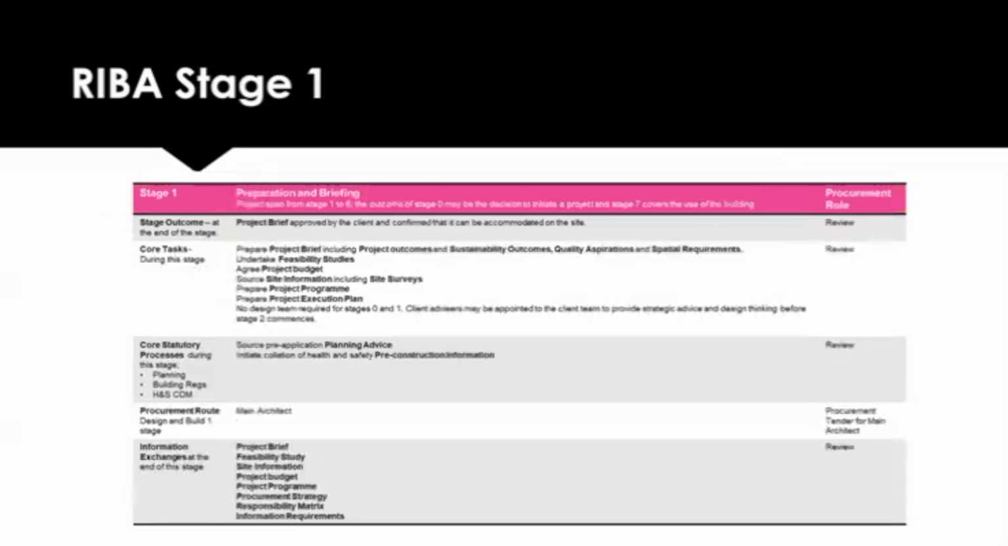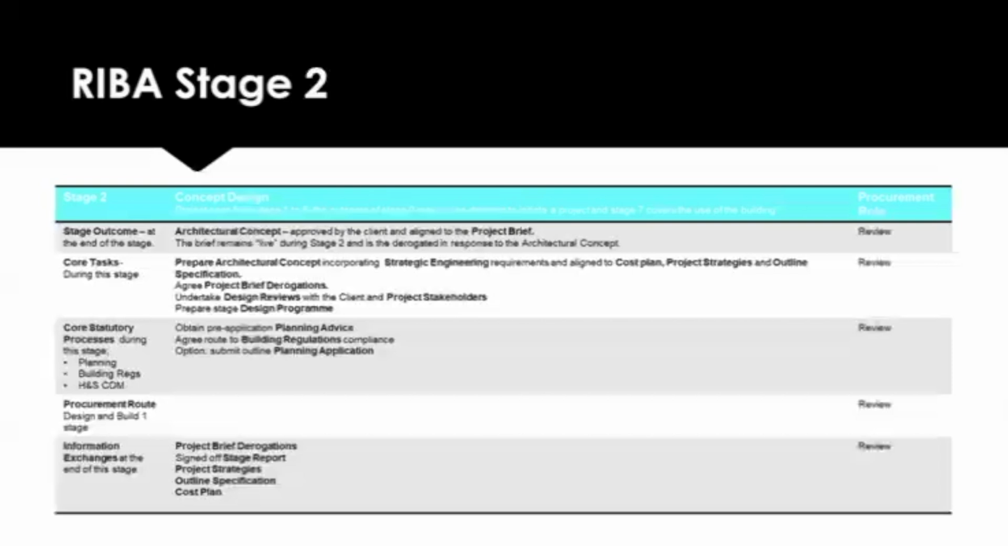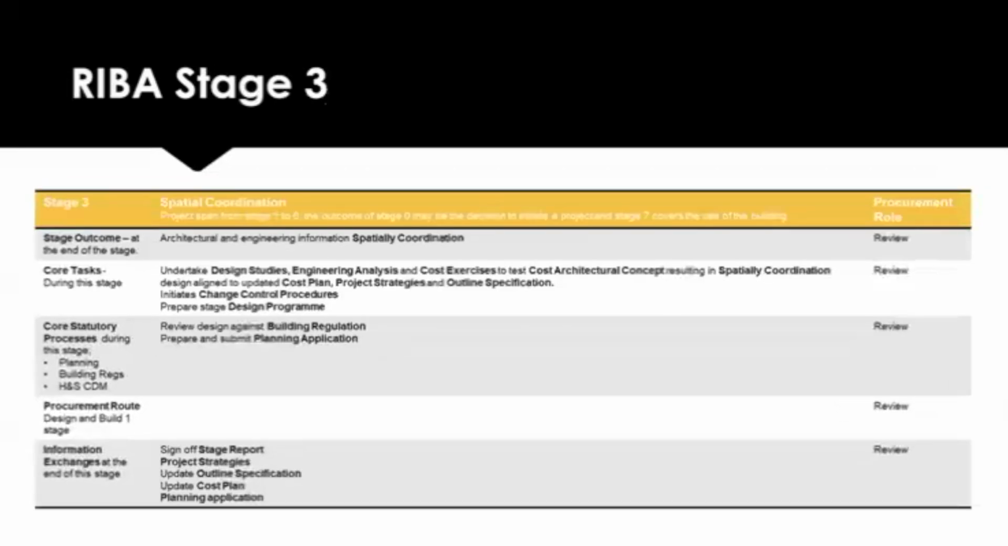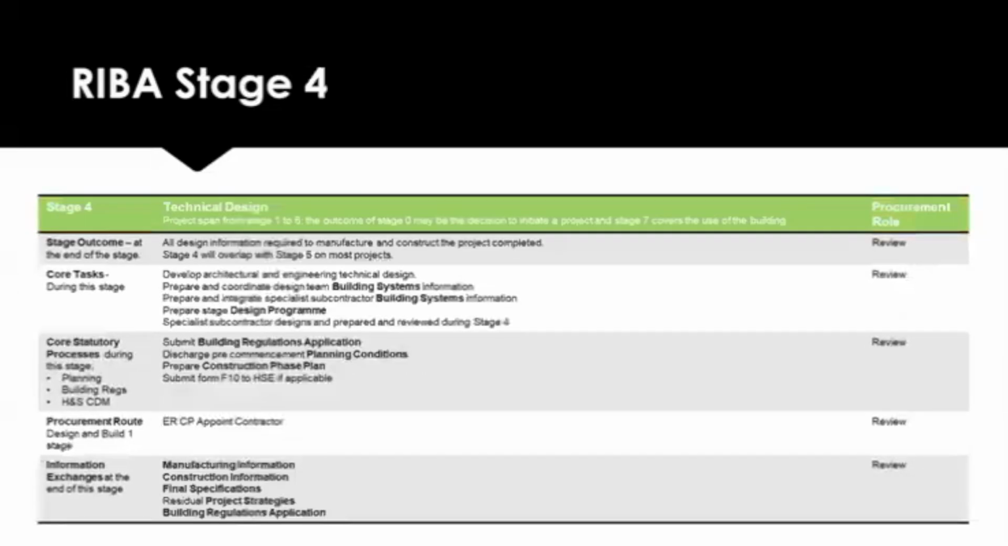If you get through RIBA 1, you move to RIBA 2. So at the end of RIBA 2, we actually want that outline specification or that high-level brief. So it's a conceptual design. It's not a detailed design. It's purely a high-level concept of how it could or would look. At the end of RIBA 3, we'll have a spatial coordination. So cost plans, planning applications, the strategies, an outline specification at that stage about what we're looking to build. And assuming, of course, that planning permission is agreed.